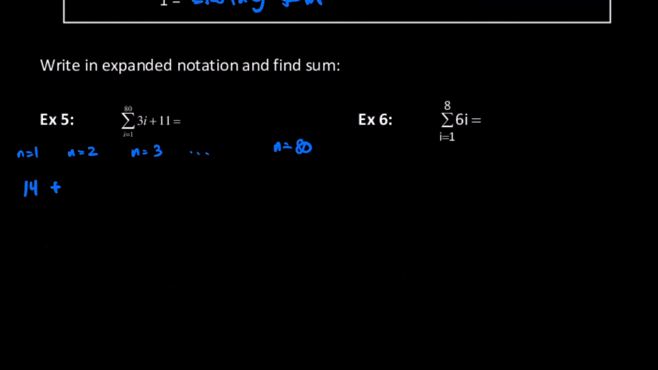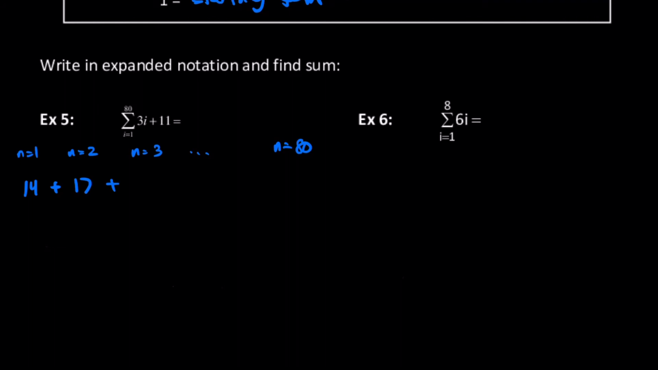Plus, that's what this represents. It's a sigma. You don't put commas between these. It's addition. Now what I'm going to do is take a 2 and plug it in here. So 3 times 2 plus 11. That's going to be 17. So here I have 17.